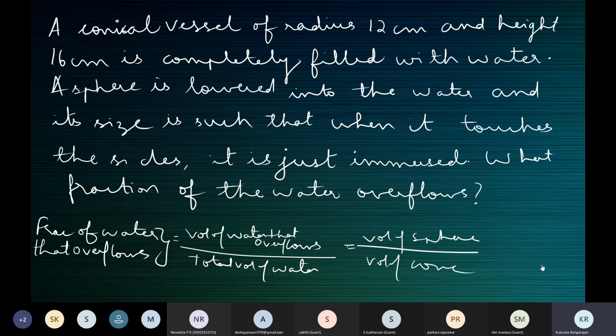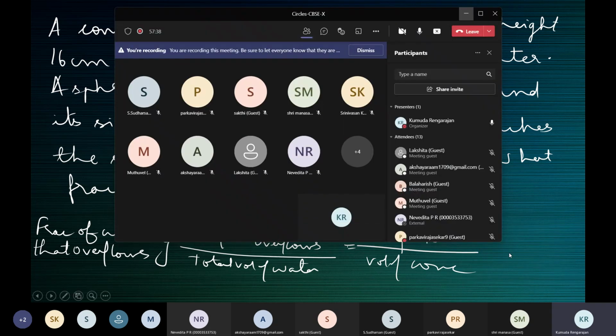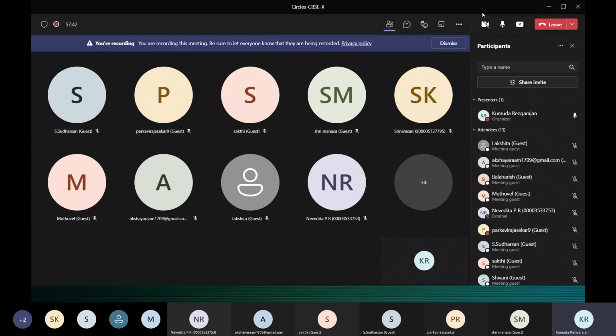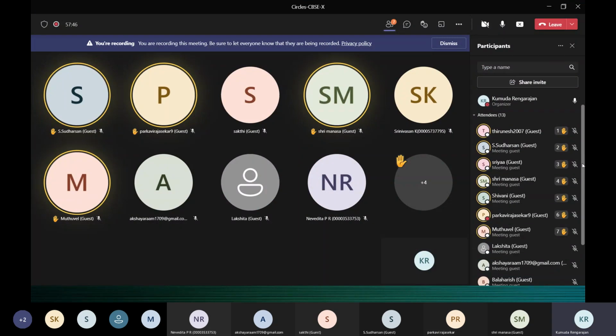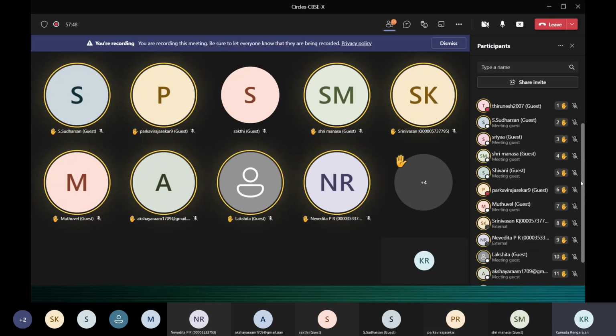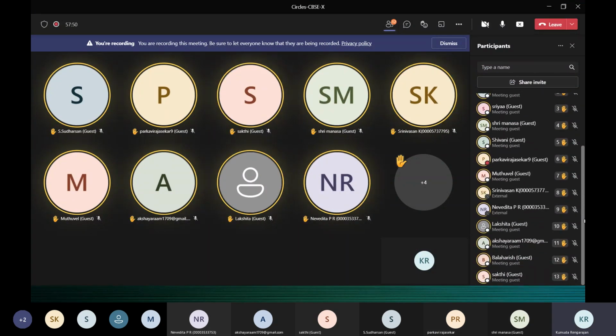Children, are you listening? Am I clear? Yes, ma'am. Class, use the emoji. Raise your hand. Thirunesh, Sudarshan, Shriya, Manasa, Shivani, Parkavi, Muttuvel, Srinivasan, Nivedita, Lakshita, Akshay, Balaharish and Shakti. Very good.